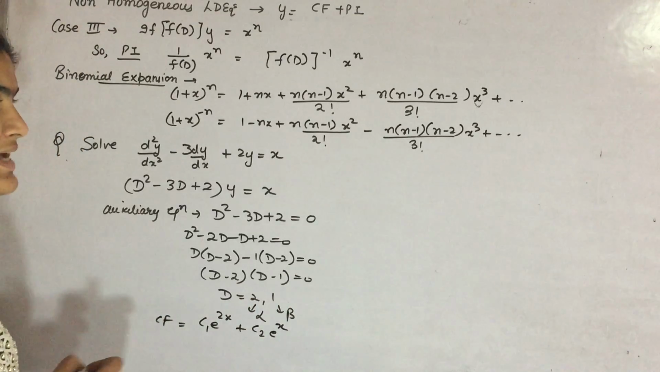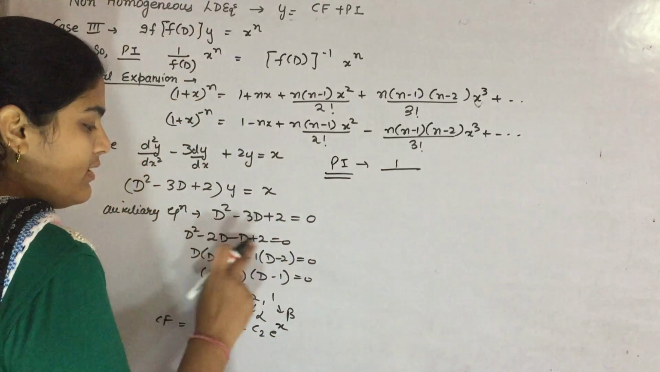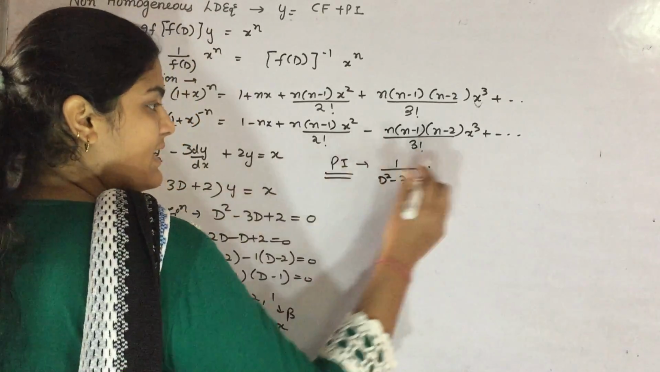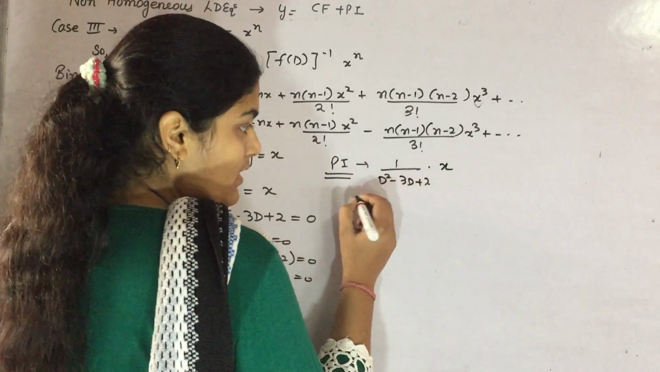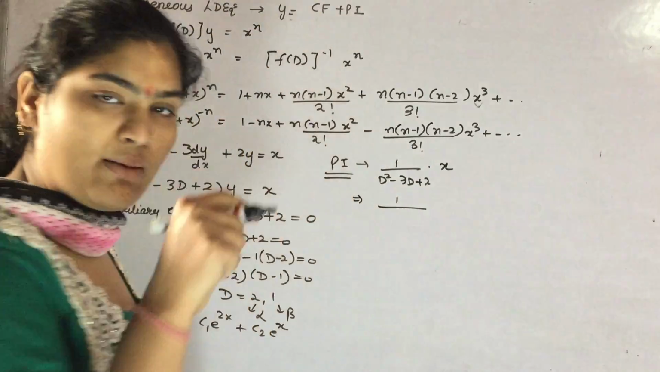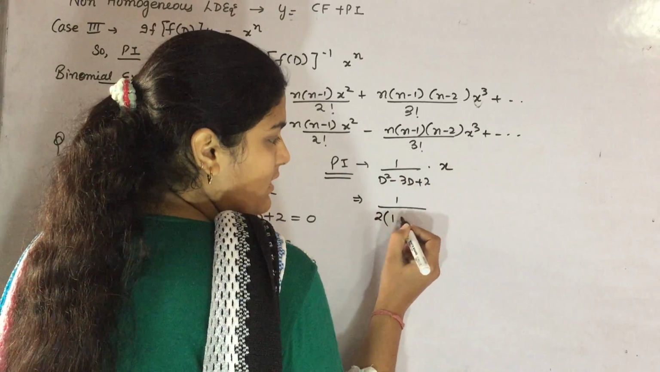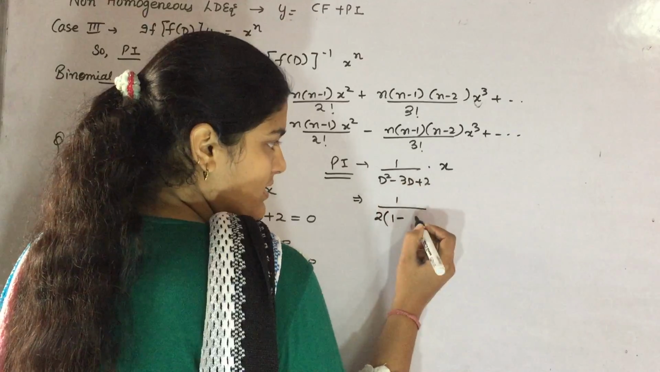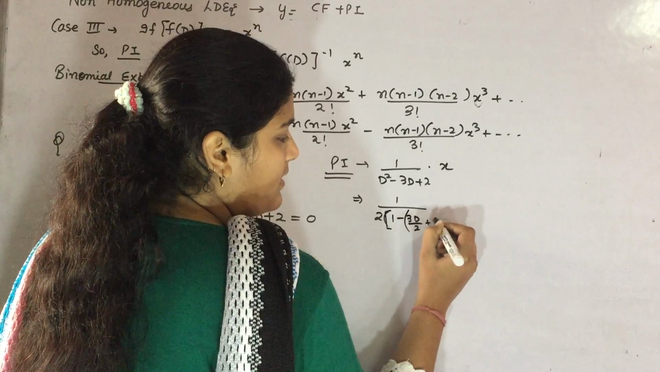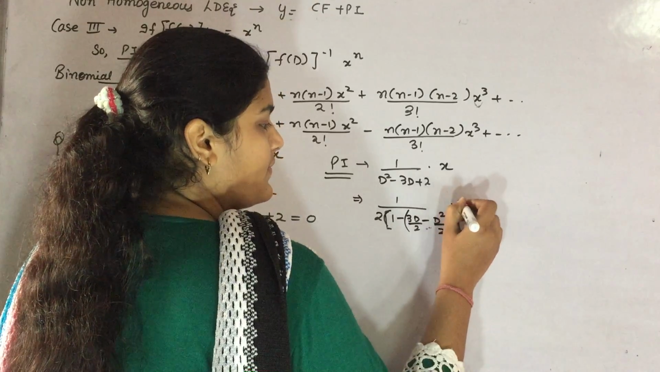Alright, now the next thing is the particular integral. So for the particular integral, what do you have to do? 1 by f(D), where f(D) is D squared minus 3D plus 2, acting on your right hand side value x. Now what you have to do is make the 1 plus something form. So take 2 as common. What will you get? 1 minus, taking the minus common, 3D by 2 plus D squared by 2. Is it okay?